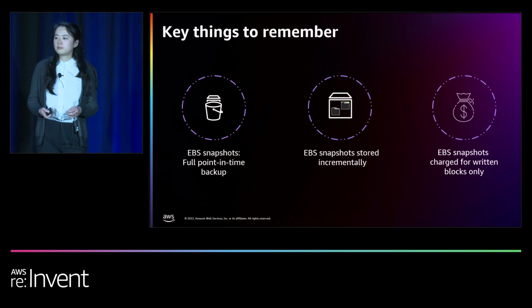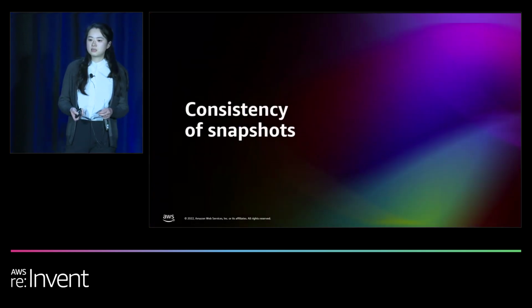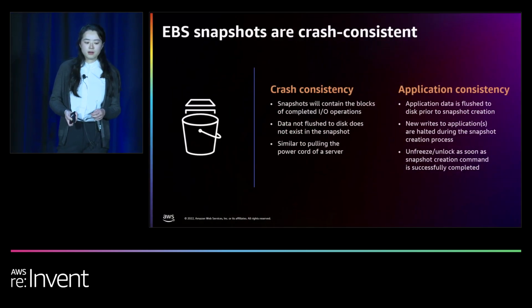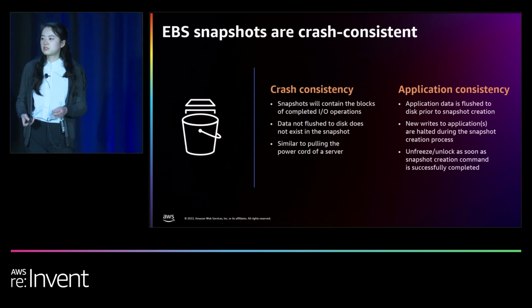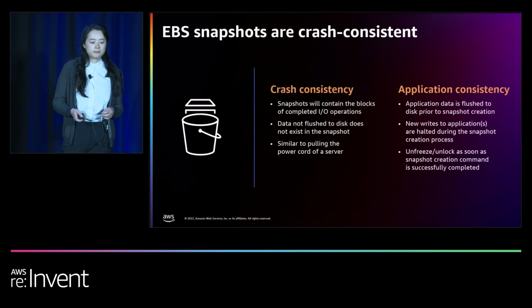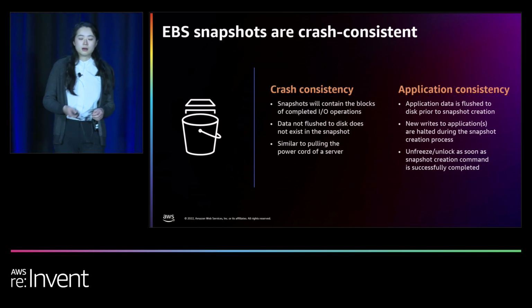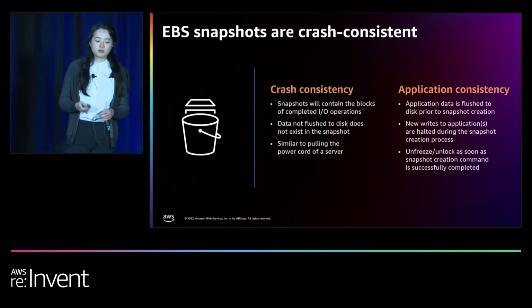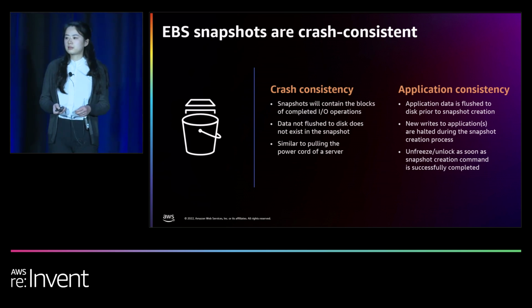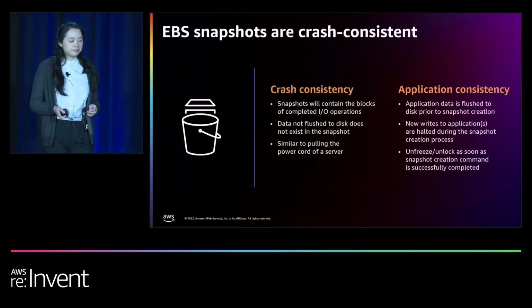So now that we have talked about the incrementality of Snapshot, let's talk about the second property, consistency. We think about consistency in two modes, crash consistency and application consistency. EBS Snapshot is crash consistent, which means the snapshot will only contain the blocks of completed I/O operations. Data that sits in, let's say, your application buffer or file buffer is not backed up in a snapshot. The mental imagery we have for crash consistency is pulling the power out of a server.